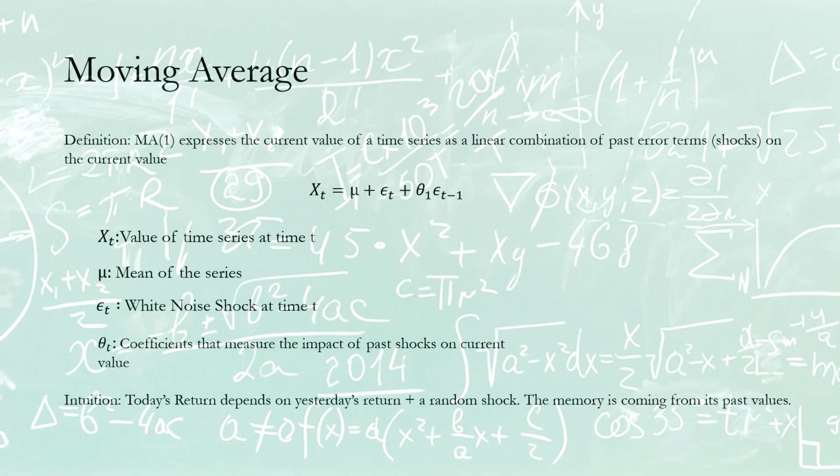And this memory is coming from its past values, right? So it's the actual shocks that are being regressed on, not the actual value. So it's like an error term, right? The stuff that's unaccounted for, okay? Error term t, error term t minus 1, whereas in the autoregression we saw, it was Xt minus 1 that was being used.